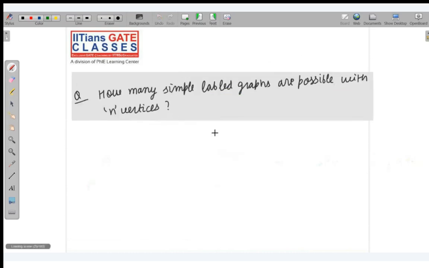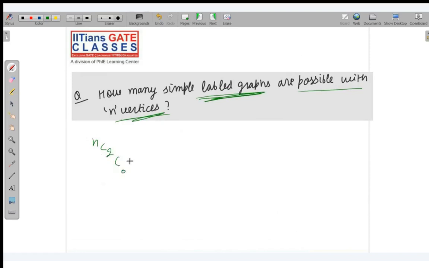Okay, so how many simple labeled graphs are possible with n vertices? That is a good question. Simple labeled graphs are possible with n vertices. They are not saying anything about edges, so you can take any number of edges. So maximum nC2 edges are possible.